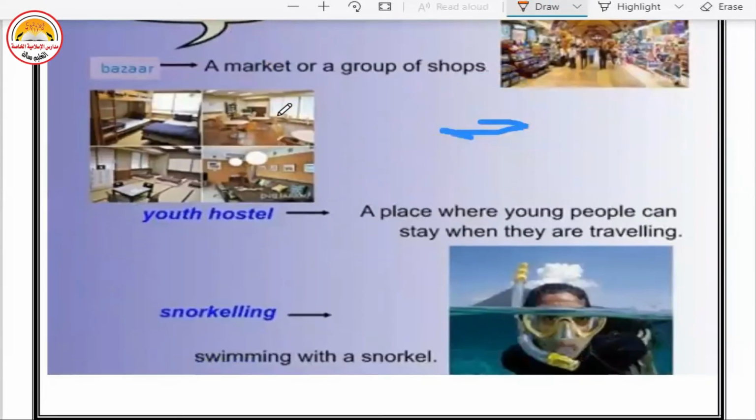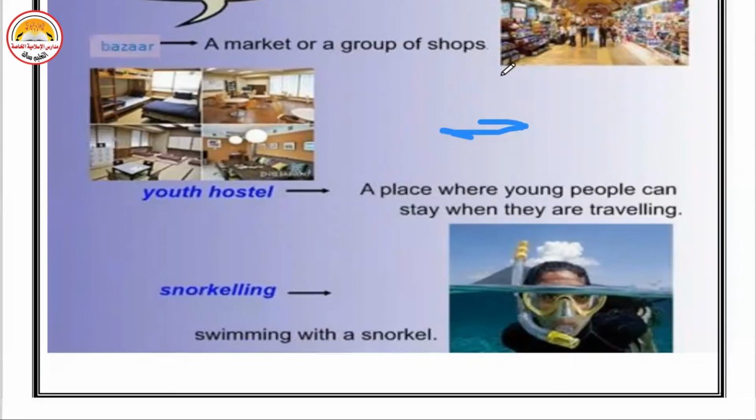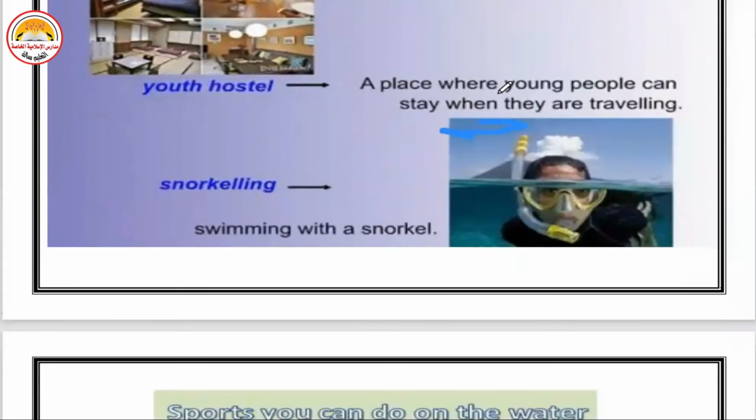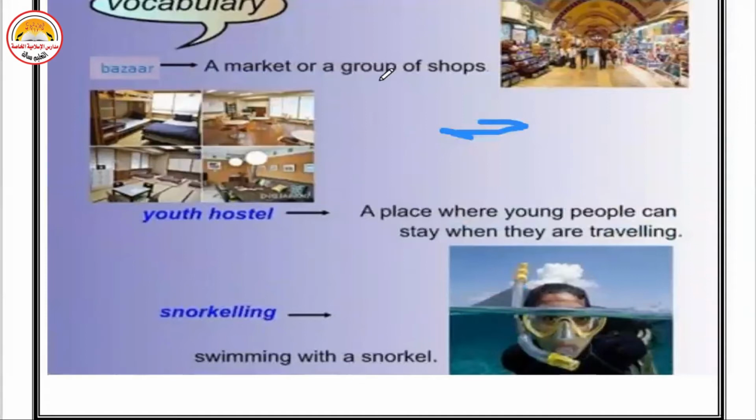We will start with the first word, bazaar. A market or a group of shops. Youth hostel, a place where young people can stay when they are traveling. Snorkeling, swimming with a snorkel. As you see in this picture, we have bazaar, youth hostel, and snorkel.